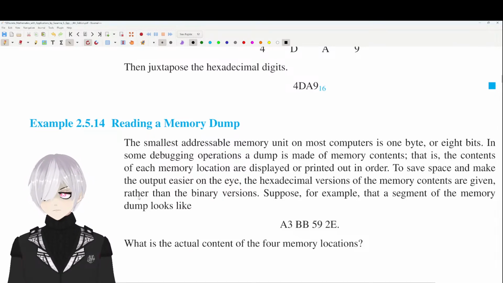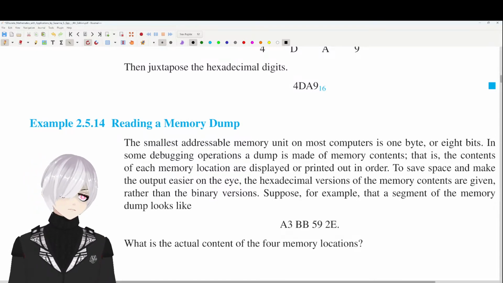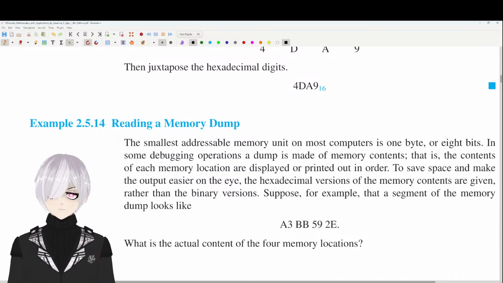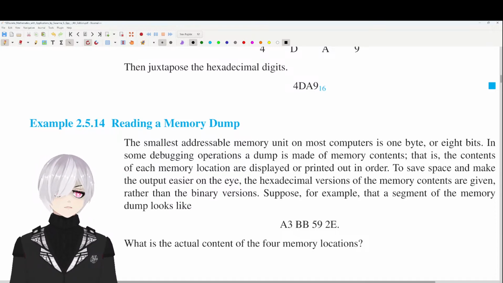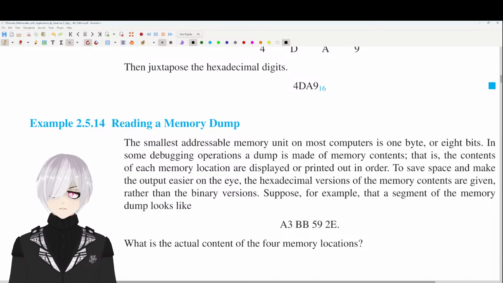So, the smallest addressable memory unit on most computers is 1 byte, or 8 bits. In some debugging operations, a dump is made of memory contents. That is, the contents of each memory location are displayed or printed out in order. To save space and make the output easier on the eye, the hexadecimal versions of the memory content are given, rather than the binary representations. Suppose, for example, that a segment of the memory dump looks like this. What is the actual content of the 4 memory locations?